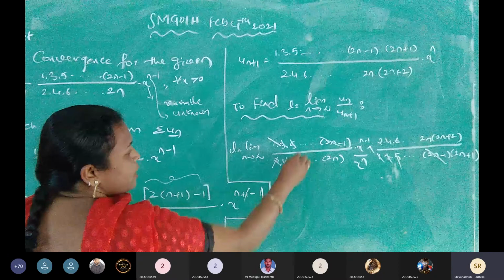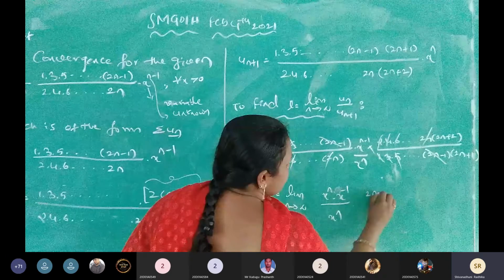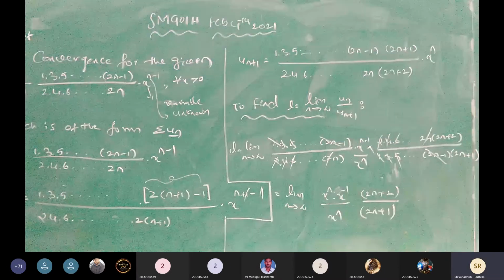Limit n tends to infinite. X to the power of n can be written as x to the power of n into x to the power of minus 1 by x to the power of n. What are the remaining terms here? 2n plus 2 by 2n plus 1. It is clear? It is clear, ma'am?